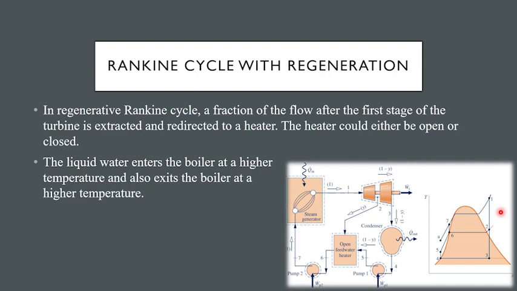For regenerative Rankine cycle, we have two types of heaters. The one presented here is an open feed water heater, meaning that stream number 2 and stream number 5 are mixing. They have direct contact with each other. For that, you can perform a mass balance wherein the mass flow rate of stream 2 plus the mass flow rate of stream 5 is equal to the mass flow rate of stream 6.